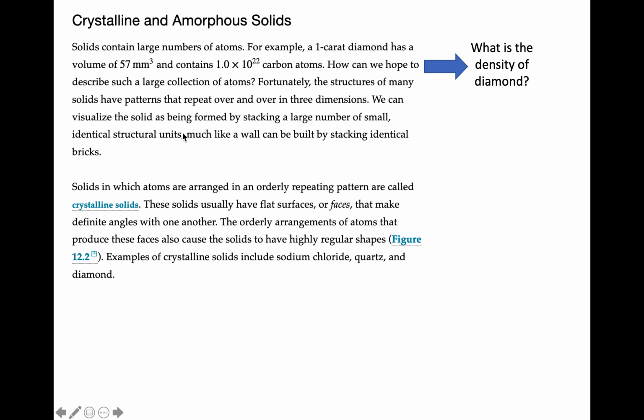As I think about how I could integrate a piece of information like this, notice I've got the volume, I've got the number of carbon atoms. So this would be one where I would revisit aspects of dimensional analysis that we looked at way back at the beginning of the semester. Begin to think about, well, what would be the density given that information?